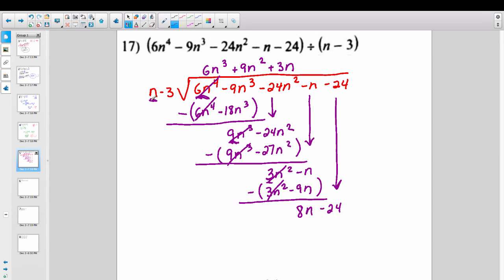How do you go from n to 8n? I would say you'd multiply by 8. Distribute, in subtraction, parentheses, 8n minus 24. Wow, everything goes away. Therefore, you have a remainder of 0.